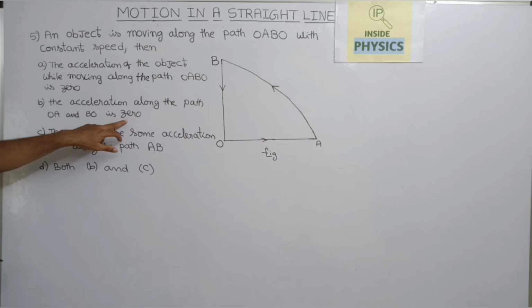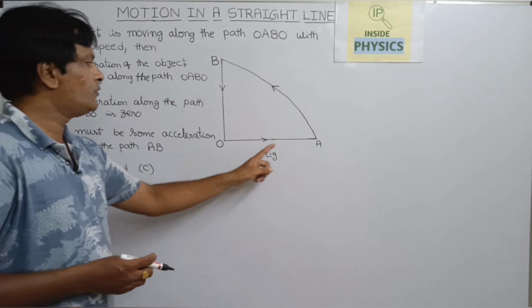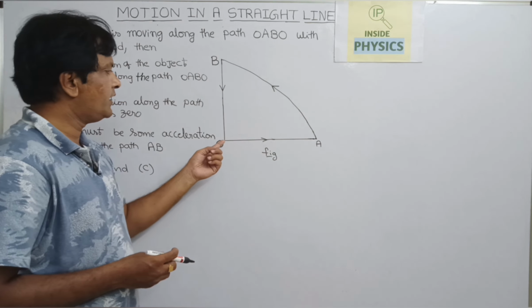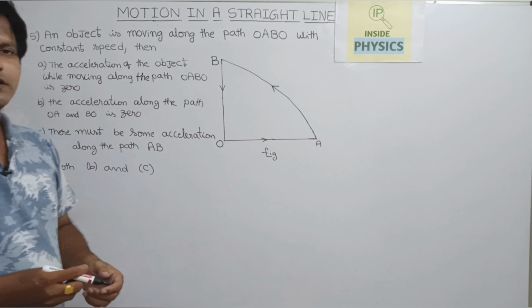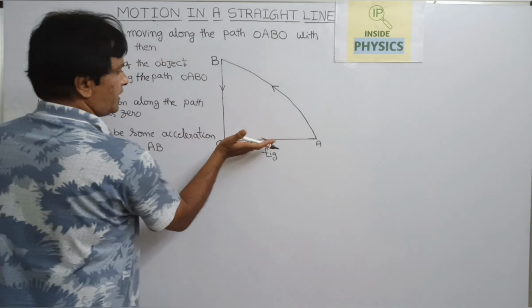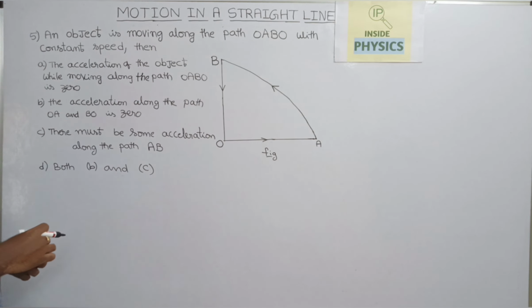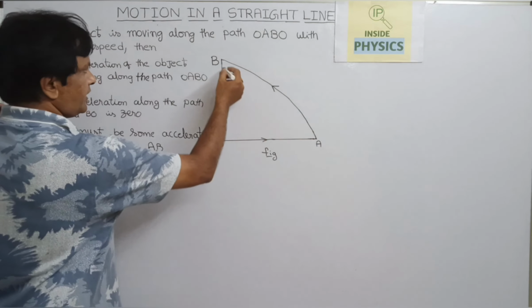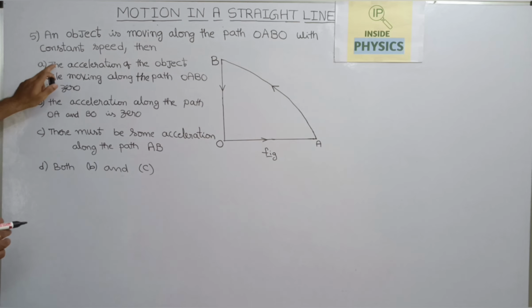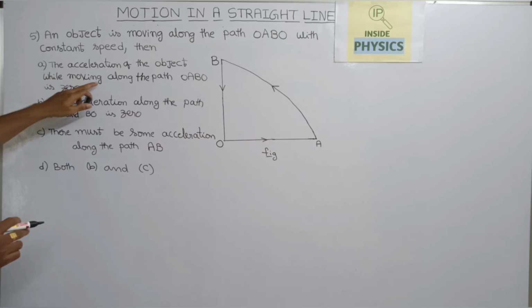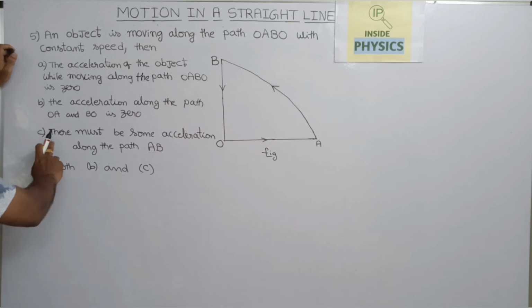Here we can say it is correct because along OA you can see there is no direction change and the speed is constant. Okay, the speed is constant and the direction also remains the same, constant. There is no change of direction. So we can say along OA and BO the acceleration is 0. Okay, what about the first option? The acceleration of the object while moving along the path OABO is 0. We will see that after this option.